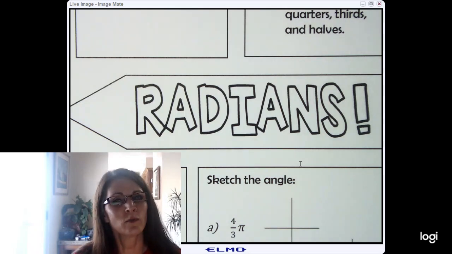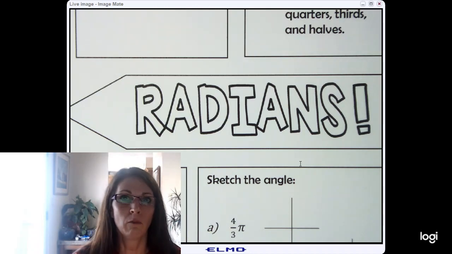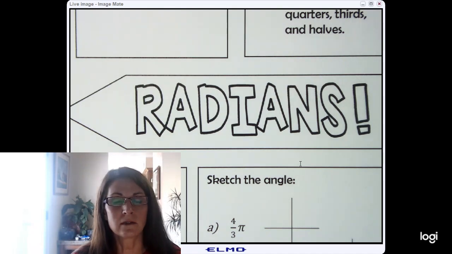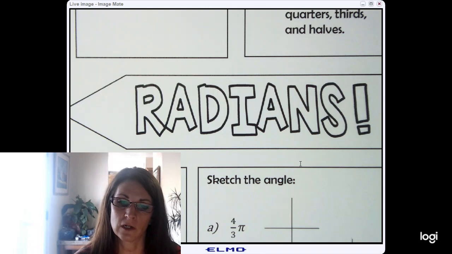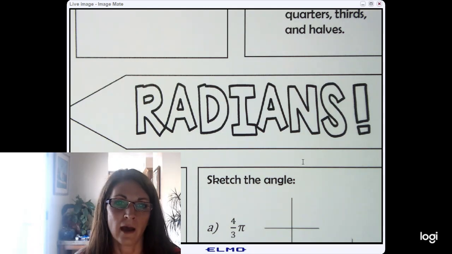So what sounds more practical to use? Radians that are based on pi, and you'll see a little bit more of why that is in just a minute, or degrees that are based on a guesstimation. Well, mathematicians will always tell you that radians are the way to go.